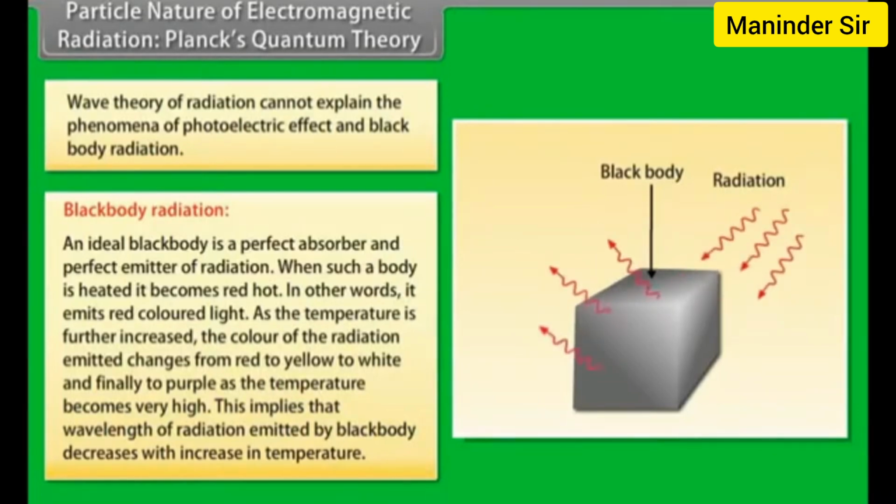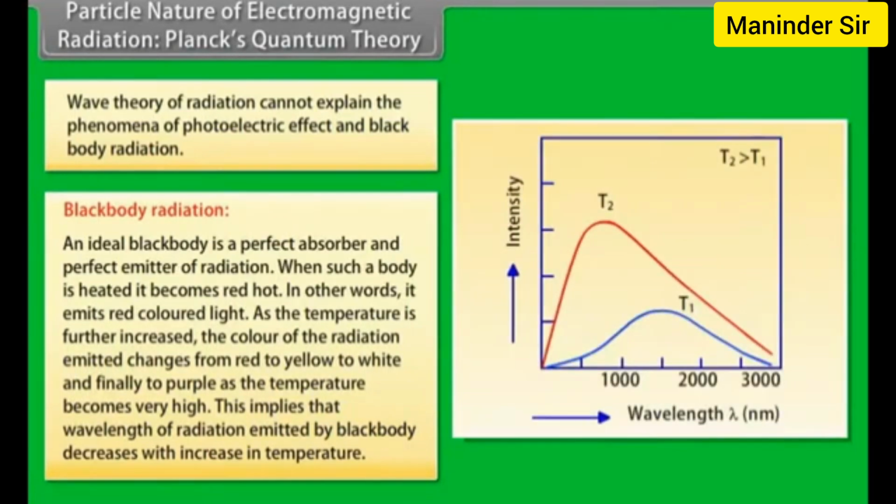As the temperature is further increased, the color of the radiation emitted changes from red to yellow, to white and finally to purple as the temperature becomes very high. This implies that wavelength of radiation emitted by a black body decreases with increase in temperature. Consider the graph from right to left. At a given temperature, intensity of radiation emitted increases with decrease of wavelength, reaches a maximum value at a given wavelength and then starts decreasing with further decrease of wavelength.